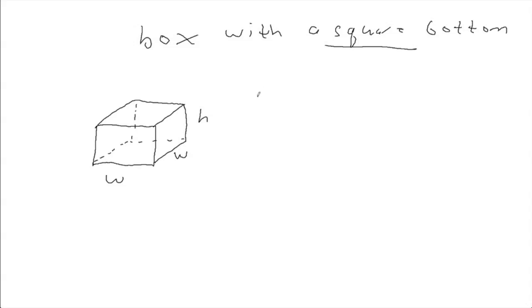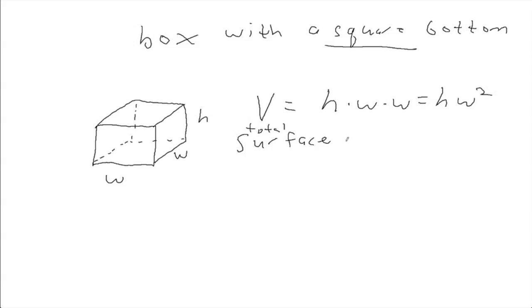All right, so now let's write down a formula for the volume of the box. Okay, so you can just write h times w, or h times w squared. Perfect. Now let's write down a formula for the total surface area of the box.